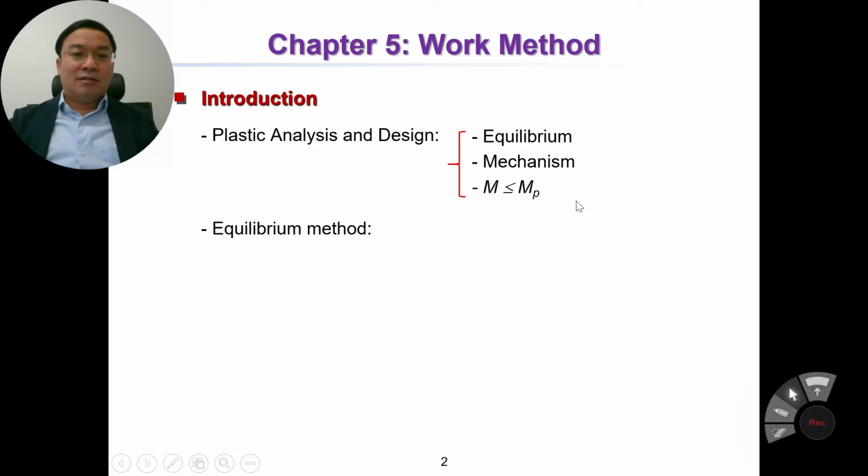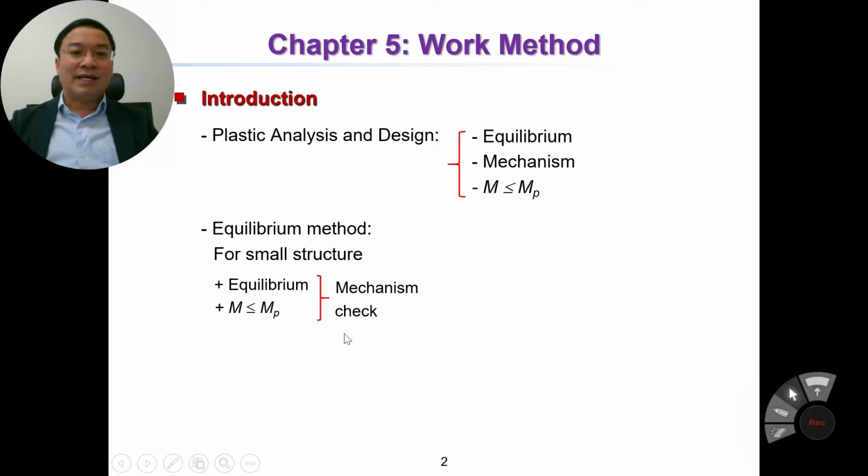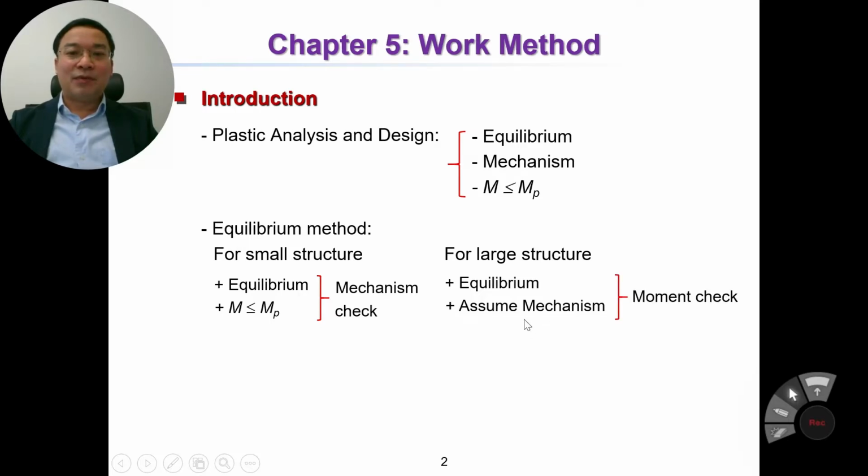In equilibrium method, for the small structure, we start with equilibrium equation and the moment check, and then we do the mechanism check. So for the small structure, we have three steps, right? You already learned. For the large structure, we start with equilibrium and assume mechanism, and then we do the moment check. The procedure for the large structure is a little bit changed. So beyond this procedure, we have 8 steps, right? We already mentioned about this.